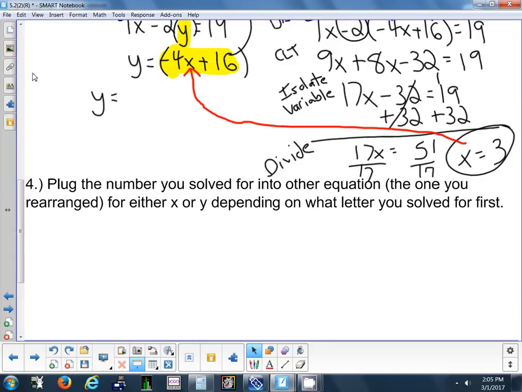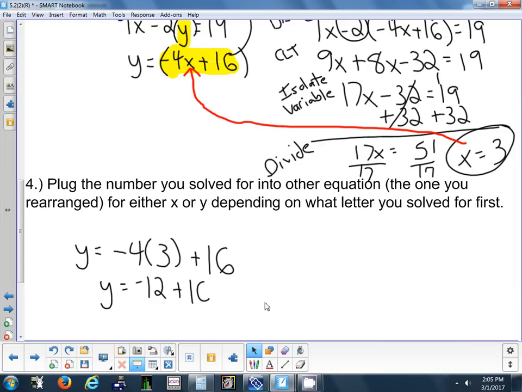Kyle? Negative 4, parentheses 3, plus 16. Y equals negative 4 times positive 3. Negative 4 times positive 3. Negative 12. Plus 16. Y equals, I think I heard somebody say it, 4. So, last step.